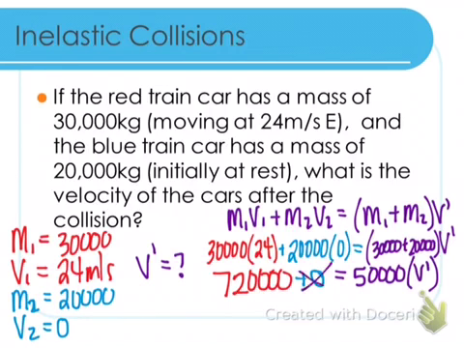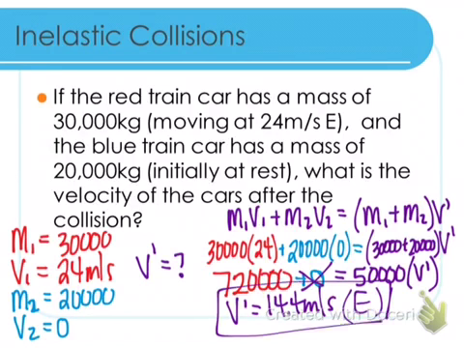We're going to take 720,000 divided by 50,000, and we get our v prime equal to 14.4 meters per second. Since our velocity came out positive, that means it's moving east, in the same general direction as our original red car. It's going to carry some of that momentum with it. Momentum was conserved throughout the entire collision, and it moves in the same direction as our momentum and velocity, so it's heading east.